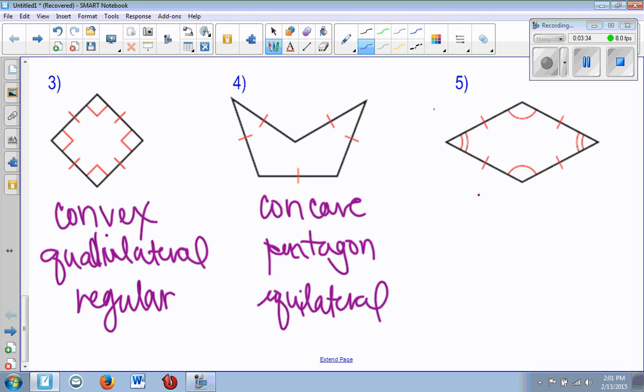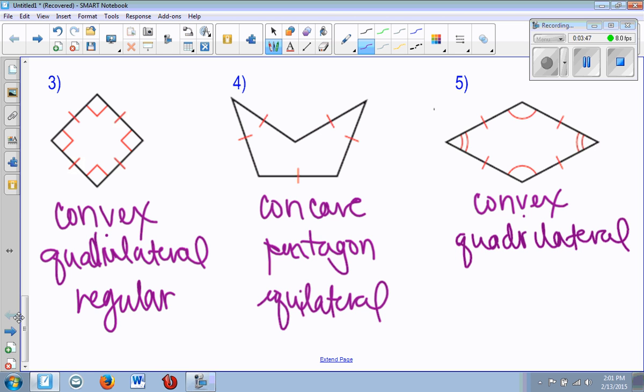Number 5 is a convex polygon because none of the sides cave in. It has 4 sides, so it is called a quadrilateral. And it has 4 equal sides. Notice that the opposite angles are congruent in this quadrilateral, but they aren't all congruent to each other. So again, this is just called equilateral because all of the sides are the same, not all of the angles.